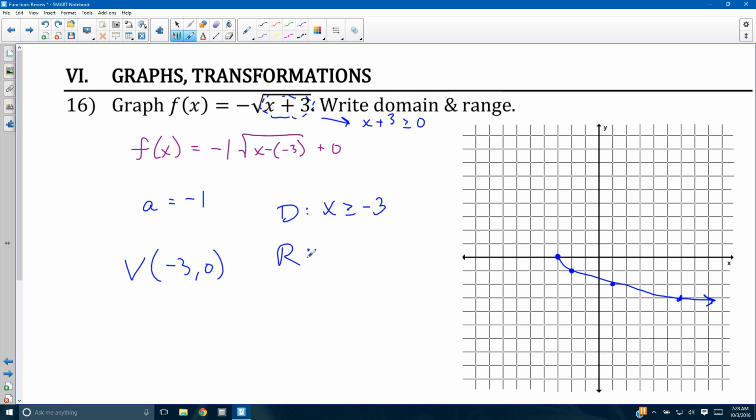Range, which of course is limited by the domain, and this leftmost value indicates the top or bottom of your range. In this case, it's the top. y can be 0 or anything below it. So y is less than or equal to 0.